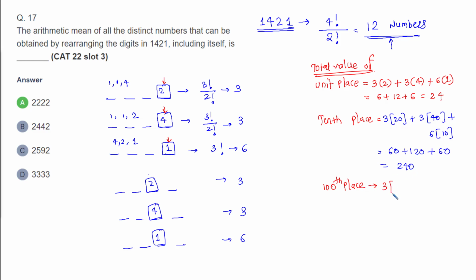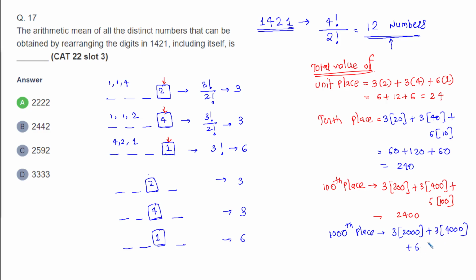It is going to be how much? 3 into 200 plus 3 into 400 plus 6 into 100. This addition is going to be 2400. And similarly at 1000th place, this addition is going to be 3 into 2000 plus 3 into 4000 plus 6 into 1000. That is going to be 24,000.